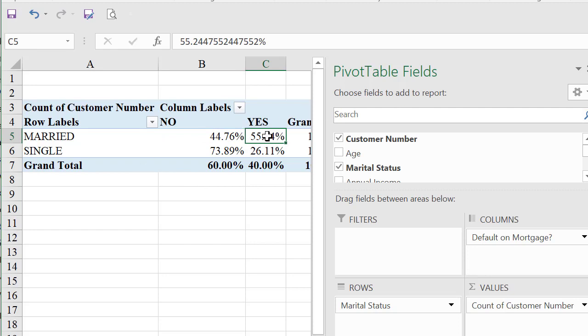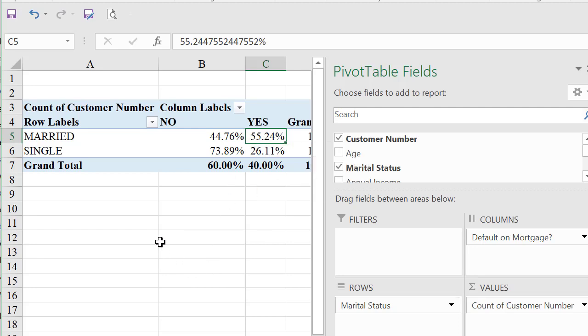So this value right here, 55.24%, says what's the probability of defaulting given that you're married? It's 55.24%. So if you look in your book, how was that calculated? It was easy to do that on a pivot table.